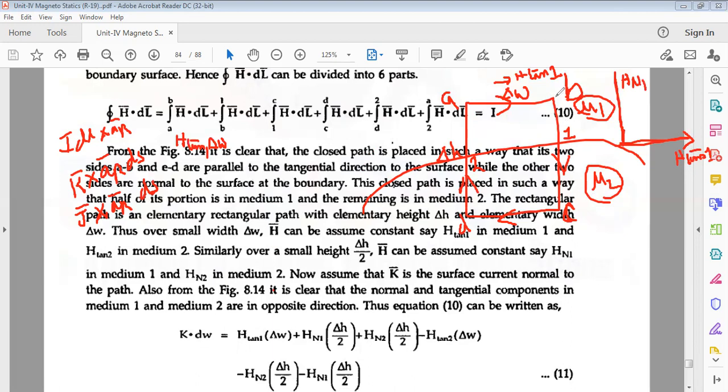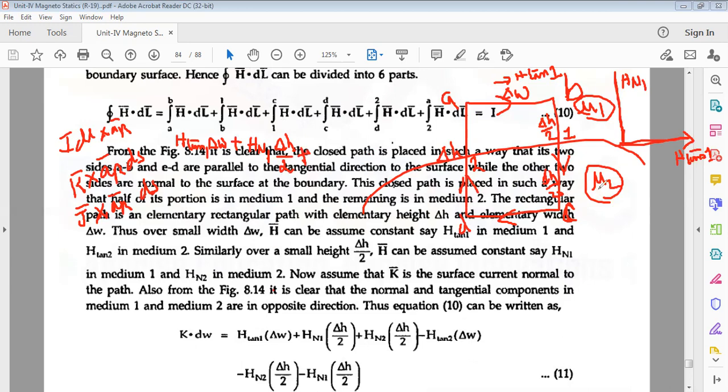Up to the B21 only, it is in the mu1, in the medium 1. So B21, I'm writing here, Hn1, because it is parallel to the normal, Hn1, and integral dl bar is a half of the part in the medium 1, means the delta H is divided as delta H by 2. So you'll get the delta H by 2 here. Plus, and 1 to C.